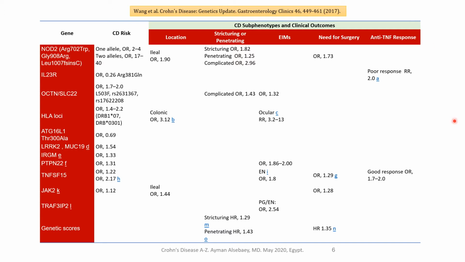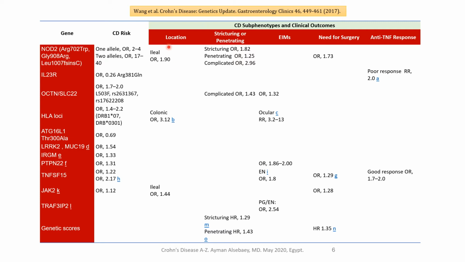If we look at this table, which was published in the gastroenterology clinics, we know that there are serious complications of Crohn's disease. The first one is inflammation. The second one is stricture formation. The third one is penetration, which means fistula formation or abscess formation. All these points will lead to surgery, and we know that anti-TNF is a treatment used for Crohn's disease, but sometimes the patient loses the response to it.